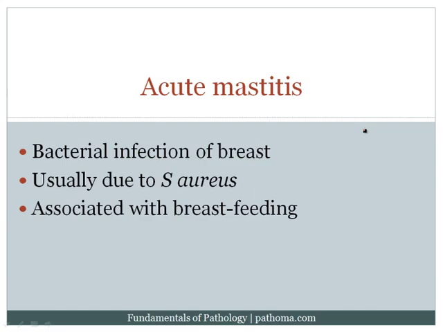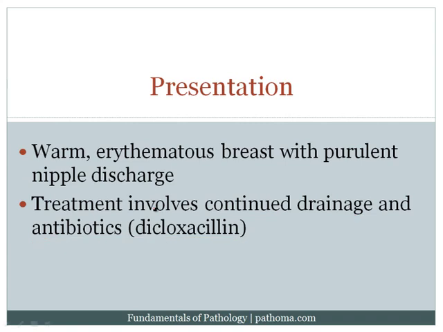So let's go back now and read the text. So what do I say? Acute mastitis, bacterial infection of the breast, Staph aureus, breastfeeding. And then I say that the presentation is a warm, erythematous breast with a purulent nipple discharge. And again, the treatment, drainage and antibiotics such as dicloxacillin. So those are all the high yields.